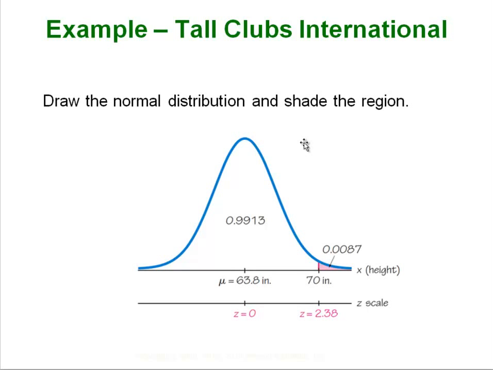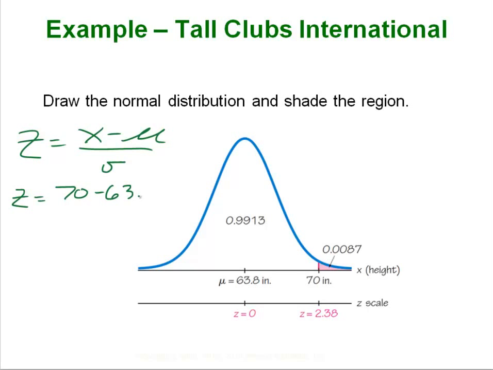Draw a picture, shade in the region, which so far so good. That's what I want you to do. But then they had you calculate the z-score using the z-score formula, z equals x minus mu all over standard deviation. So in this case, our z would be 70 minus 63.8 all over 2.6. That, if you work it out in your calculator, gives you a z-score of 2.38.